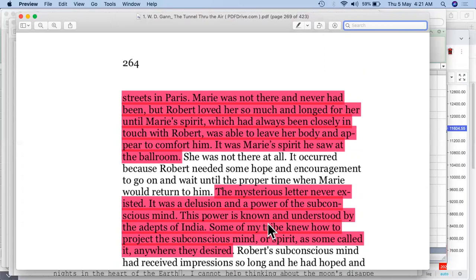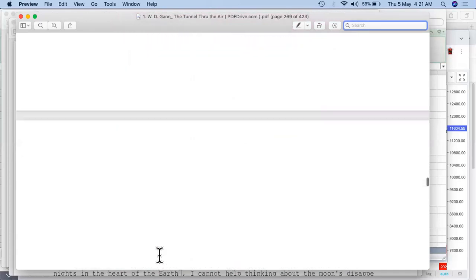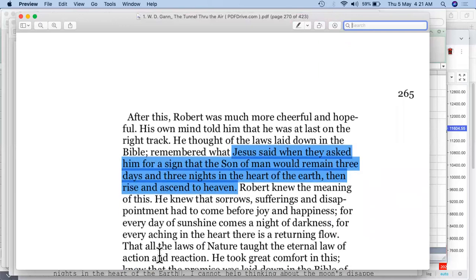This power is known and understood by the adepts of India. Some of the tribes knew how to project the subconscious mind or spirit, or whatever they called it, anywhere they desired. So this was probably more of his hallucination. So that was more of the story part.